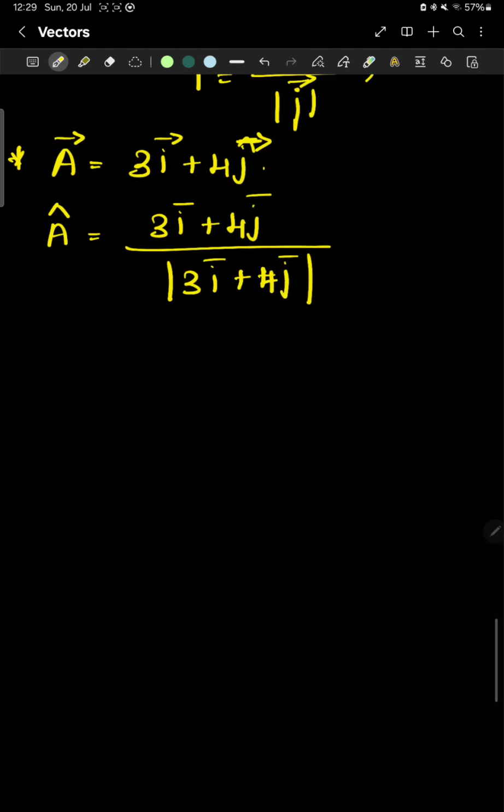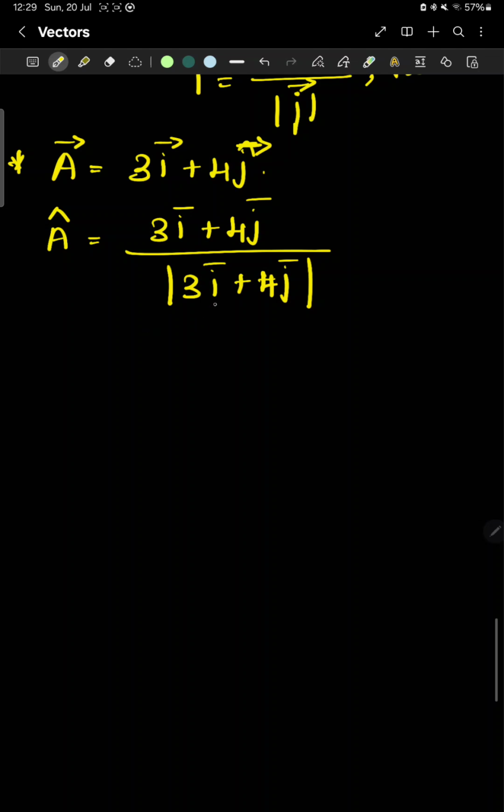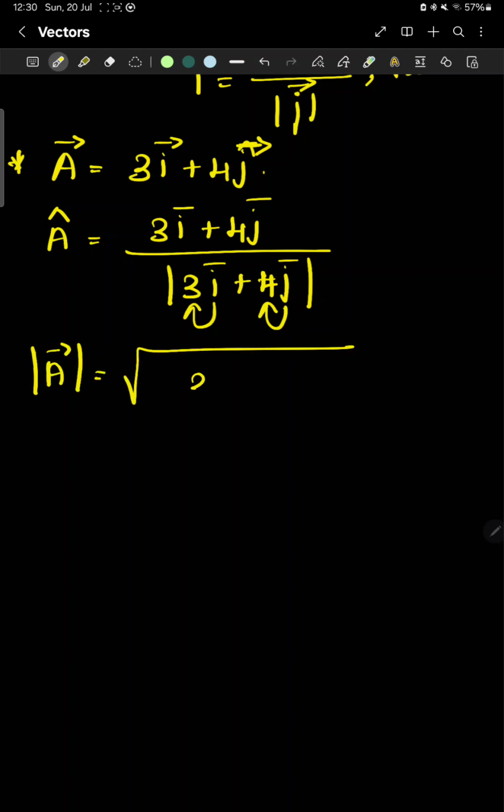So how to find the modulus? It is simple. Whatever the coefficients of this i vector as well as the j vector, the modulus of the vector will be the root of 3 square plus 4 square, which will be 9 plus 16, and it is 25, so obviously it is 5.